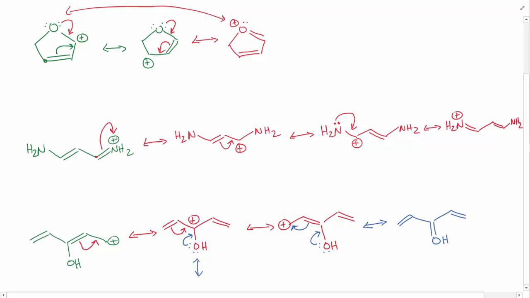So now this oxygen just has one lone pair left. Its other one's been used up in the pi bond, so it's only got 1, 2, 3, 4, 5 electrons associated with it, so it is bearing the positive charge, and that's the final resonance structure there.